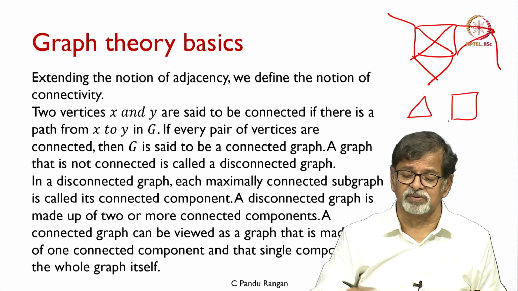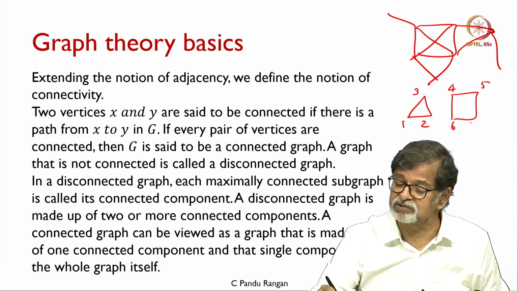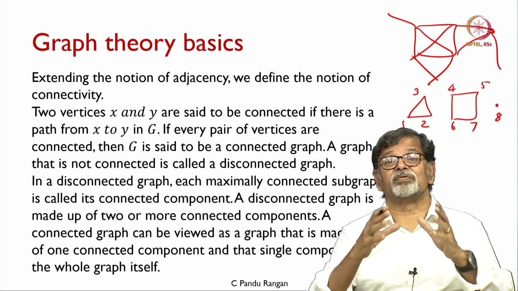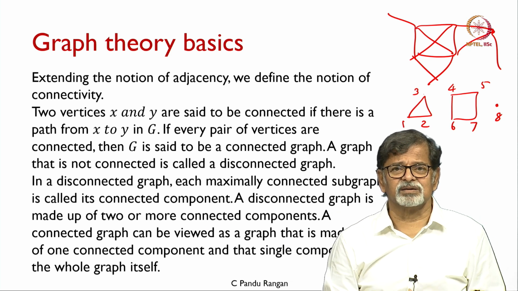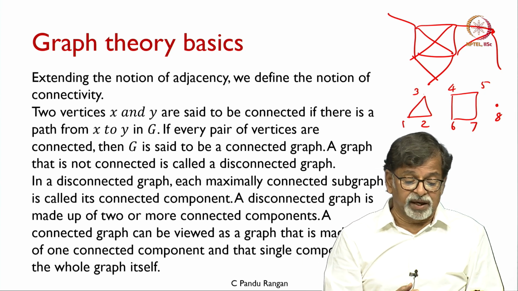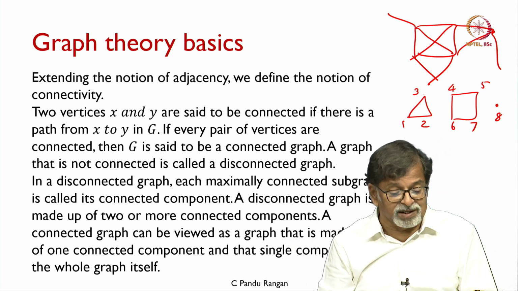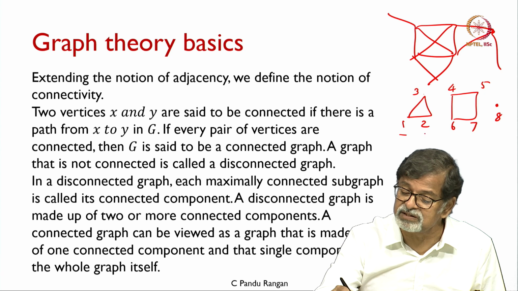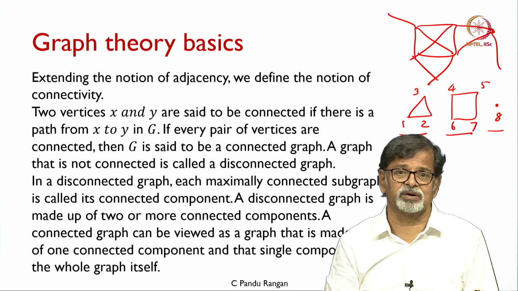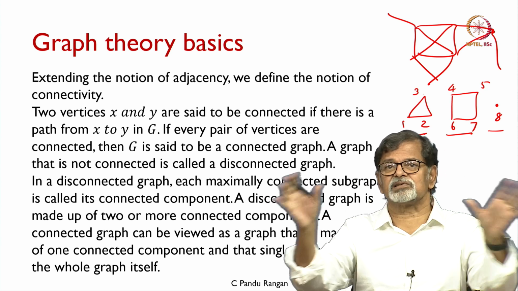For example, this is an example of a disconnected graph with the 7 vertices 1, 2, 3, 4, 5, 6, 7. You can have even an isolated vertex 8. So, this is an example of a disconnected graph. A graph that is not connected is disconnected. In a disconnected graph, each maximally connected subgraph is called a connected component. This is one connected component, this is one connected component, and this is another connected component. It is maximal in the sense that anything outside this is not reachable.